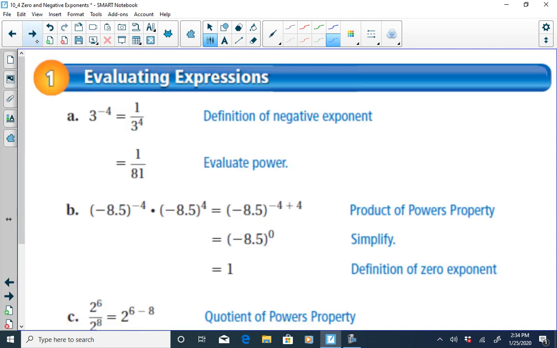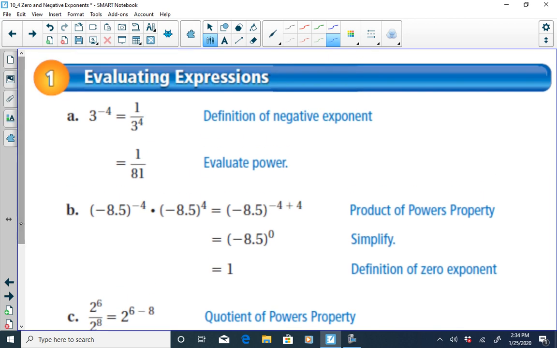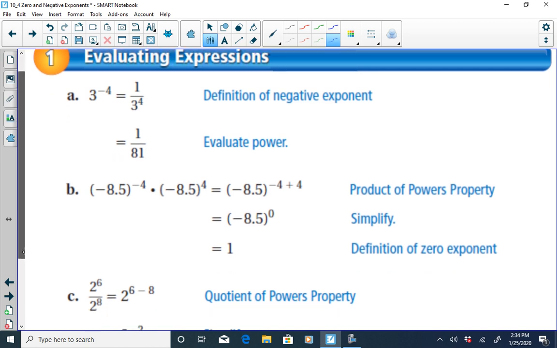and that's going to be equal to 1. All right, so let's take a look at some problems here when we evaluate. Anything to the negative power is its reciprocal. So 3 to the negative fourth power is the same as 1 over 3 to the fourth. And when we evaluate 3 to the fourth power in the denominator, 3 times 3 is 9, times 3 is 27, times 3 is 81. So 1 over 81 would be correct.